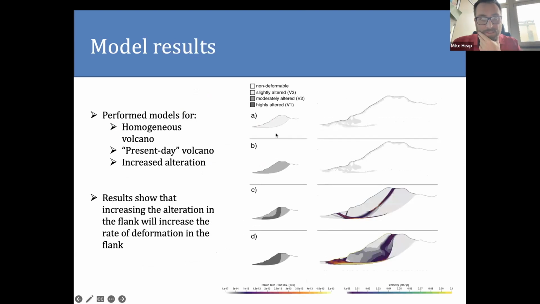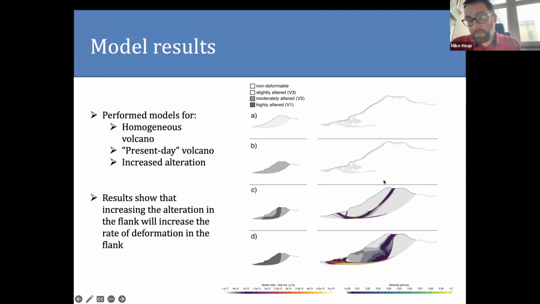Here are the results of the simulation. We have four different simulations that we ran. We ran two simulations for homogeneous volcanoes, where the whole volcano is slightly altered or moderately altered. In the third scenario, we have this banana-shaped alteration zone, which is the present-day structure as informed by the electrical resistivity. And the final scenario is a future scenario where we expand the alteration zone, covering the whole of the southern flank of the volcano here.